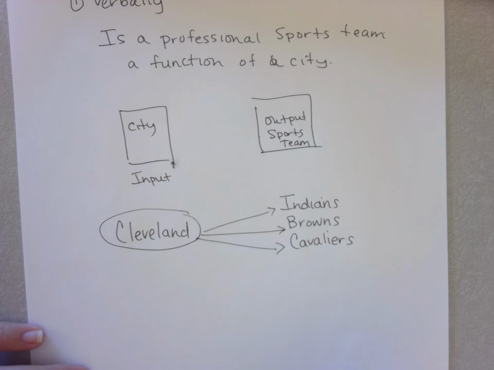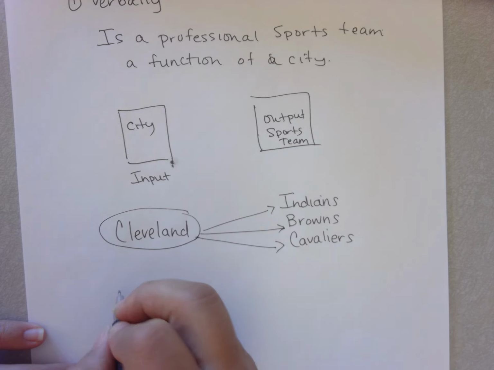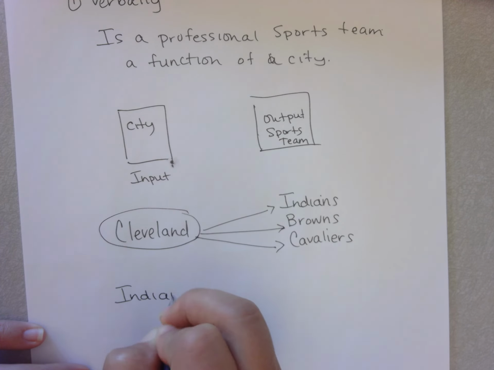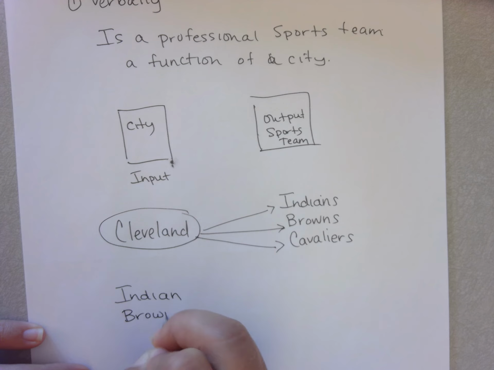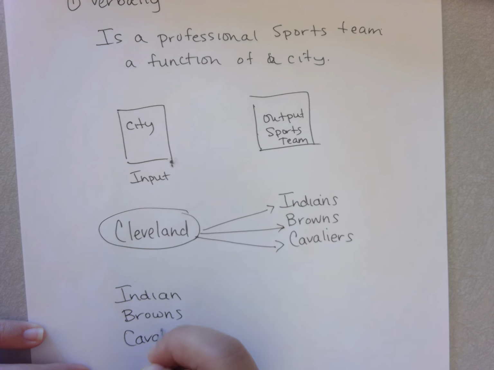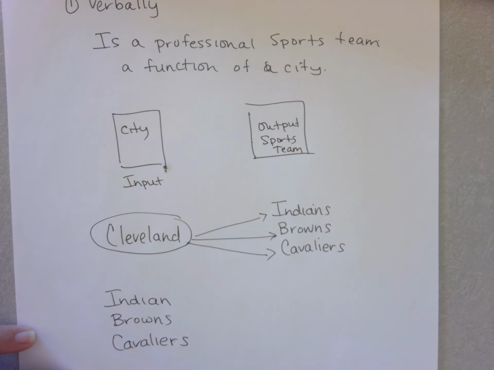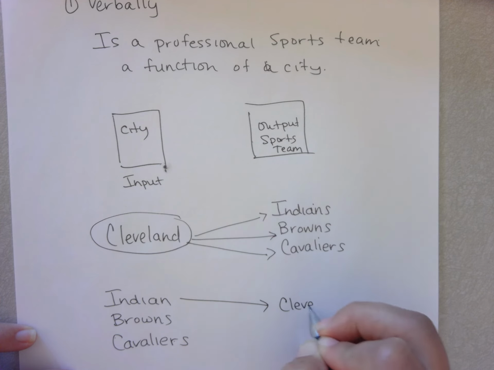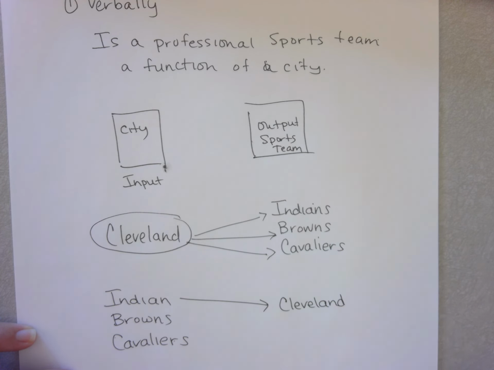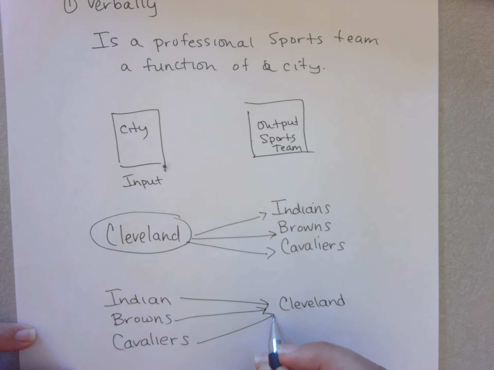So for instance, if I turned it around, if I had the Indians, the Browns, and the Cavaliers as inputs, if I said it in words, I would have said, is the city a function of the professional sports team? Then in this particular case, I could say yes, because the Indians are a Cleveland team. There's no other Indians as far as I know as far as professional sports teams. There's no other Browns, and there's no other Cavaliers. So they all match up with Cleveland.